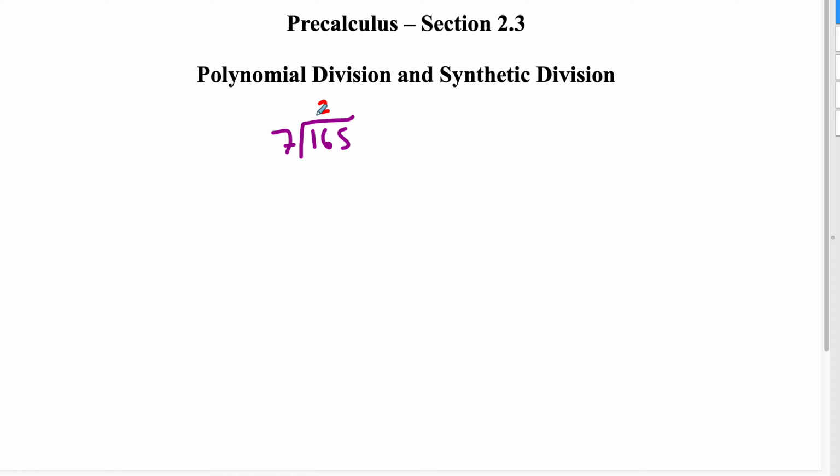So we'd take 7 times 2, or 16 divided by 7 is 2, with a remainder, right? So 2 times 7 is 14. We write that underneath there, and then we subtract, which gives 2. And then, if you remember your process correctly, we have to bring this 5 down. Then we repeat the process.